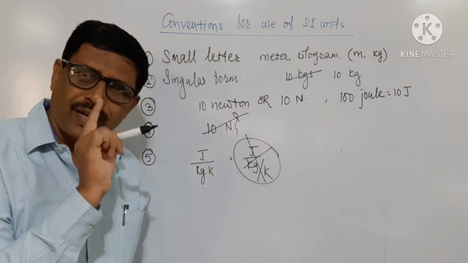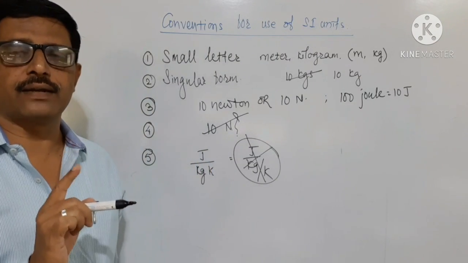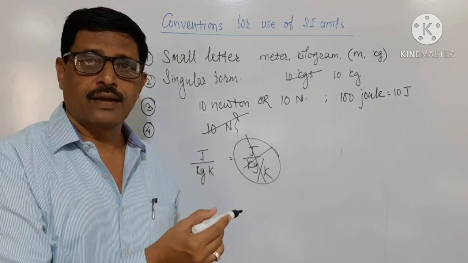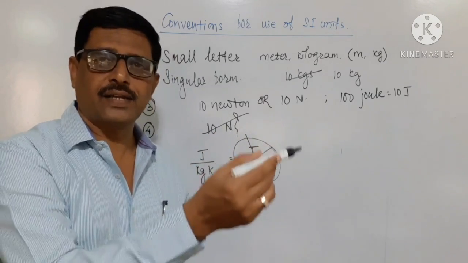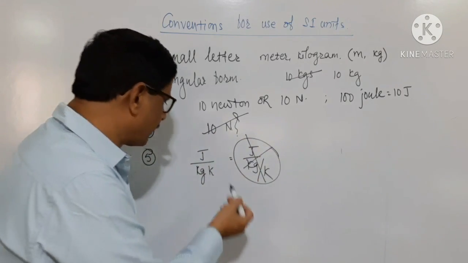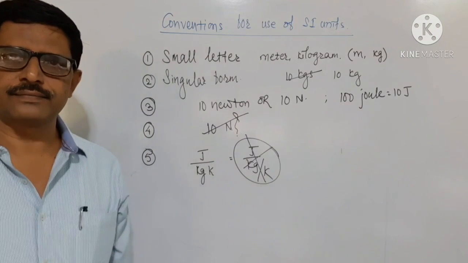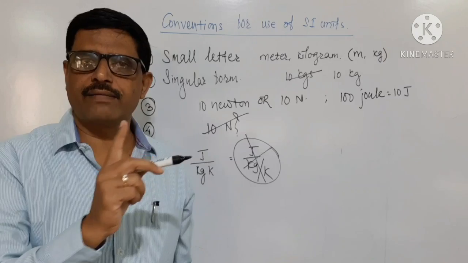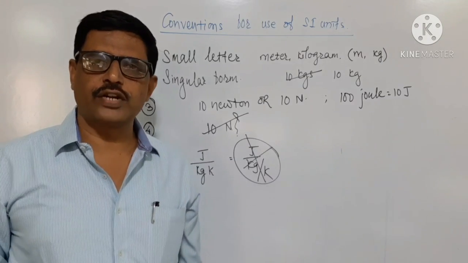Means there should be only one numerator and one denominator. There should not be multiple solidus. Divided by, it is not correct. Therefore, one more convention is that the ratio should be with one numerator and one denominator. This is one more convention.